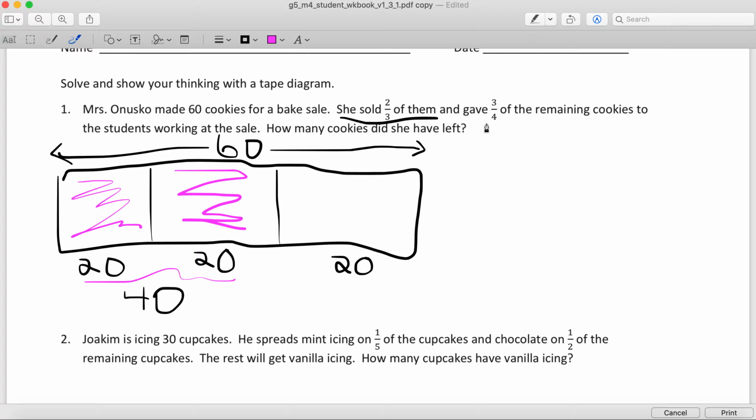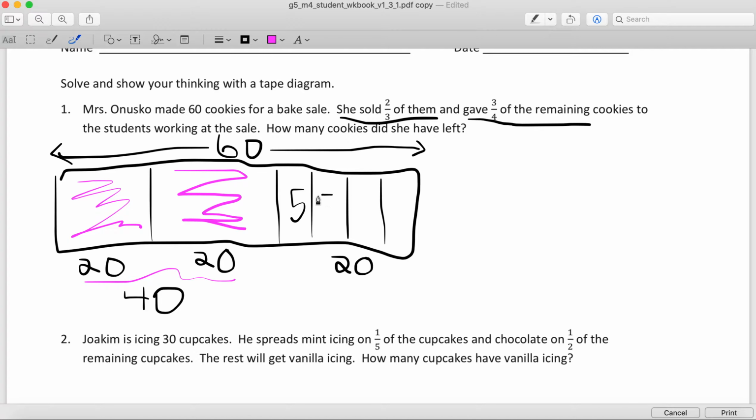All right. It says she gave three-fourths of the remaining cookies. So this is what's remaining. And it said that she gave three-fourths of them. So now we have to take what's remaining and divide that into fours. Well, the question is, how many cookies is that? Well, I'm taking my 20 cookies and I'm dividing that into 4 equal groups. So that means that there are 5 cookies.